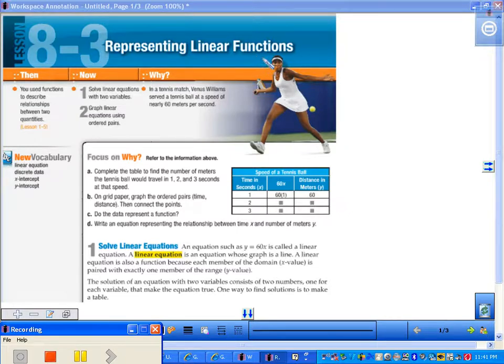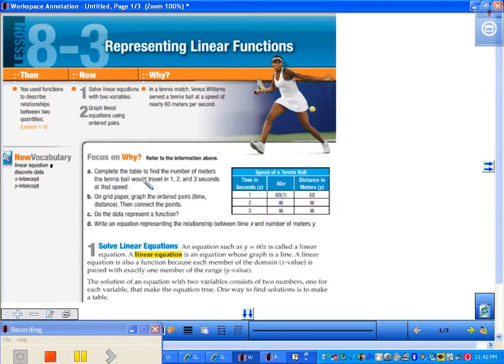We've associated the domain with the x value, and that's going to become very important in this lesson. Although we have 4 new vocabulary words, we're only going to focus on linear equation for this lesson. We'll delve into the other 3 in a later lesson. So we're going to look at the why question. It says, in a tennis match, Venus Williams serves a tennis ball at a speed of 60 meters per second. Now with that question, we're going to focus on A, B, C, and D of the why question.